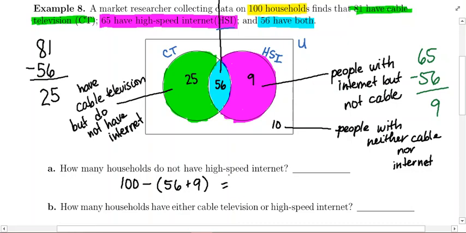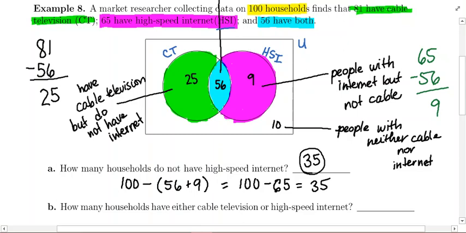Let me see, I'm going to add that up for us. That is going to give us 65. So basically, 65 households have internet. So if you subtract that from the total number of households in the universe, you're going to get 35 households that do not have high-speed internet.